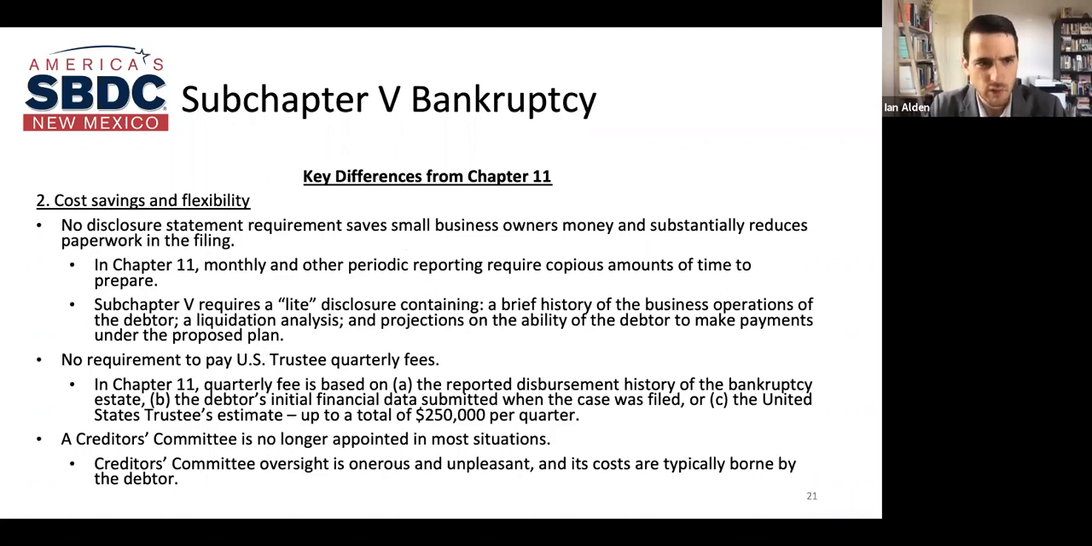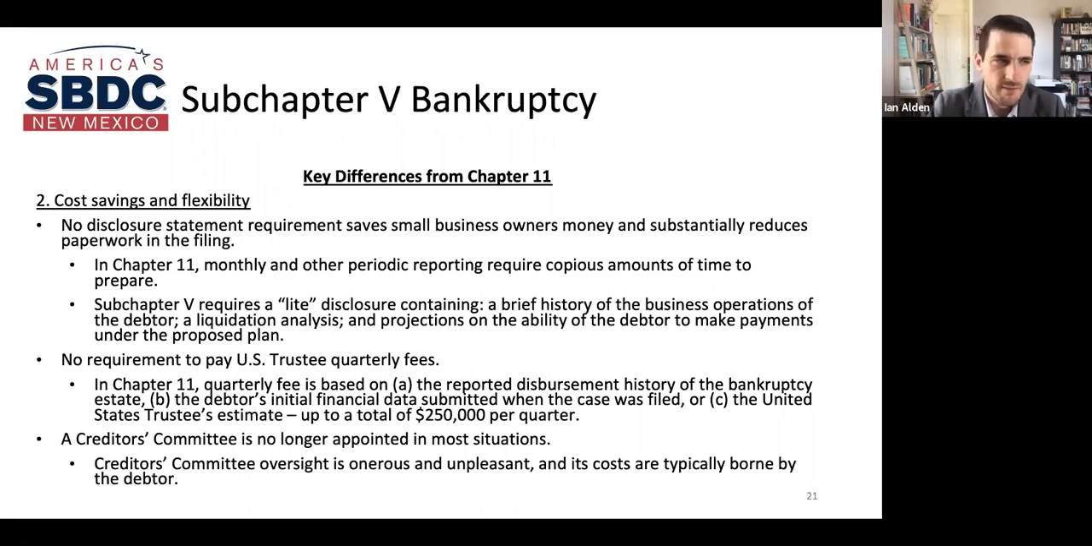The key differences, point number 2, cost savings and flexibility. The disclosure statements in Chapter 11, as we talked about, are very onerous. I mean, it's a lot. Subchapter 5 still has disclosure requirements, but they're light by comparison. A brief history of the business, liquidation analysis, projections on the ability of the debtor to make payments under their proposed plan. Basically, you have to do the bare minimum to show that your business is going to emerge from bankruptcy solvent and capable of making the payments it's promising to under the plan. You don't have quarterly U.S. trustee fees, which, again, can be huge in a Chapter 11, up to $250,000 per quarter or $1 million per year.